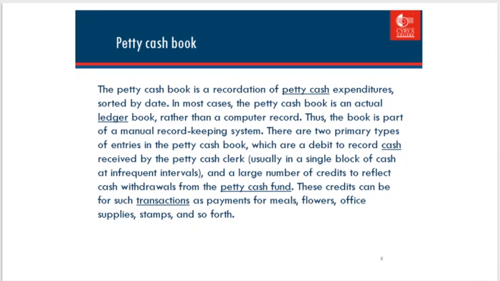There are two primary types of entries in the petty cash book, which are debits to record cash received by the petty cash clerk, usually in a single block of cash at infrequent intervals, and a large number of credits to reflect cash withdrawals from the petty cash fund. These credits can be for such transactions as payments for meals, flowers, office supplies, stamps, and so forth.